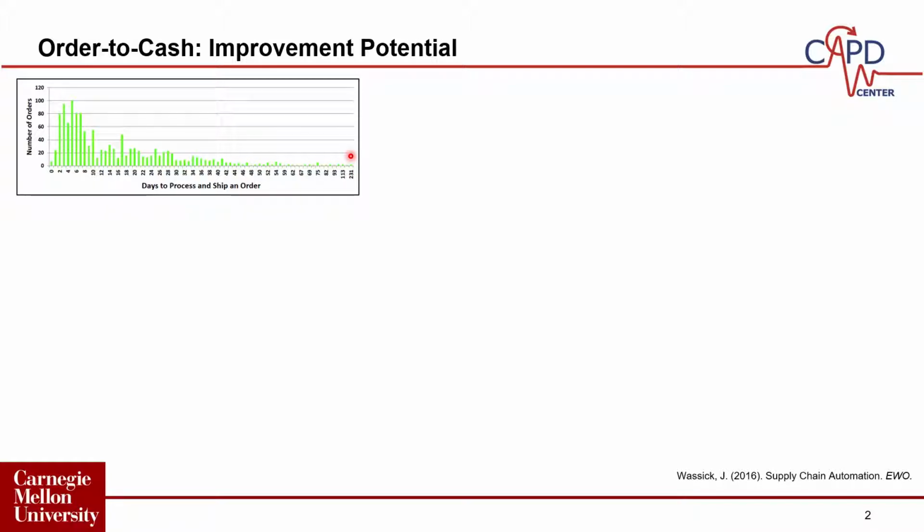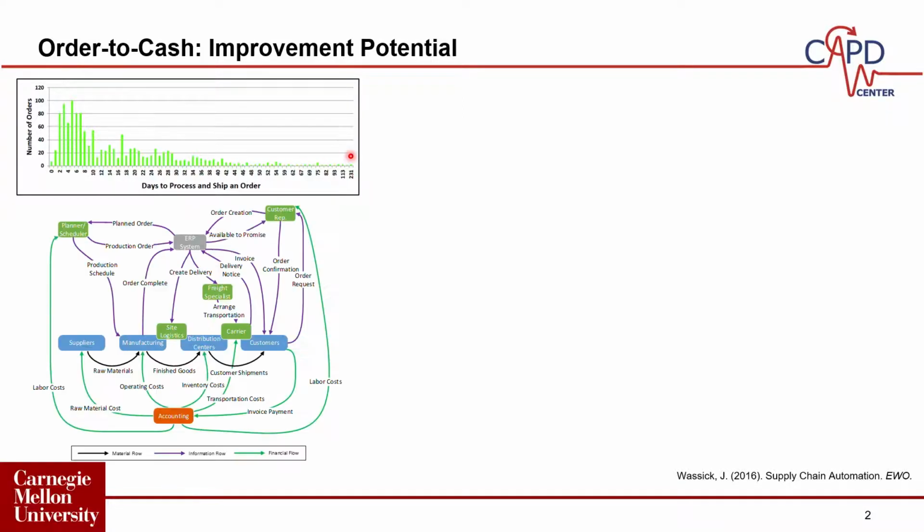So the idea of the research that I'll be presenting today is trying to find ways to improve the performance of the supply chain and perhaps reduce some of this variability and improve that customer experience that lots of companies are targeting. So if we look at a supply chain, there are three main types of flows.